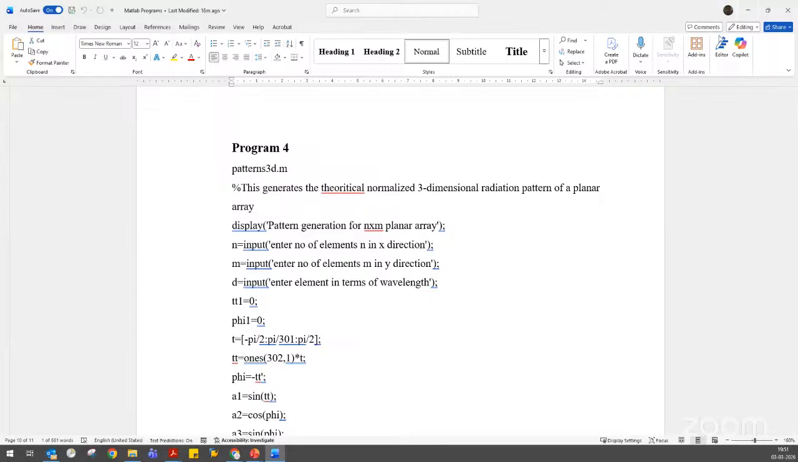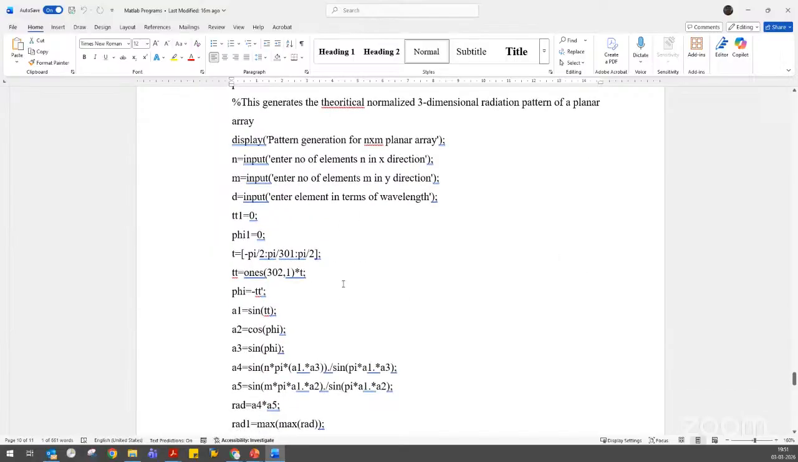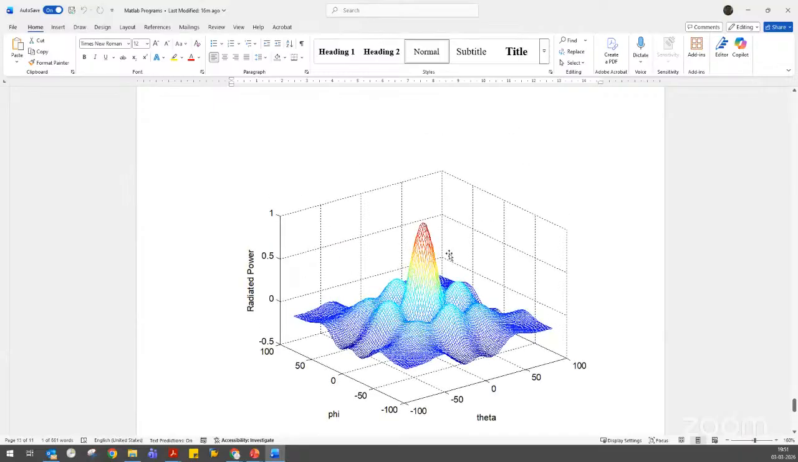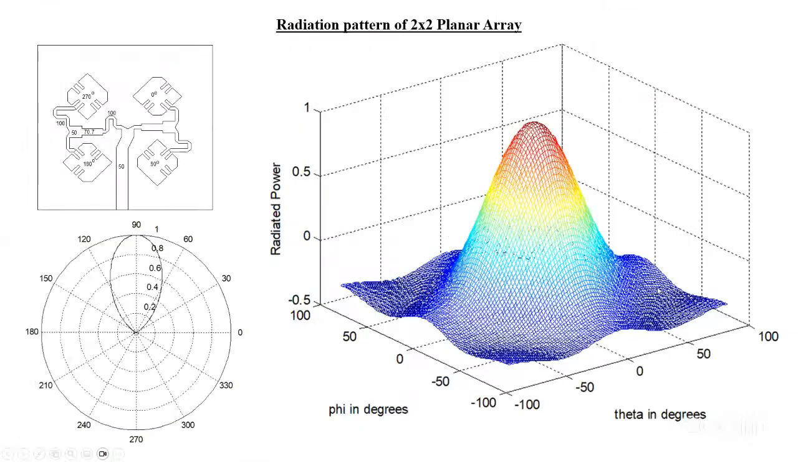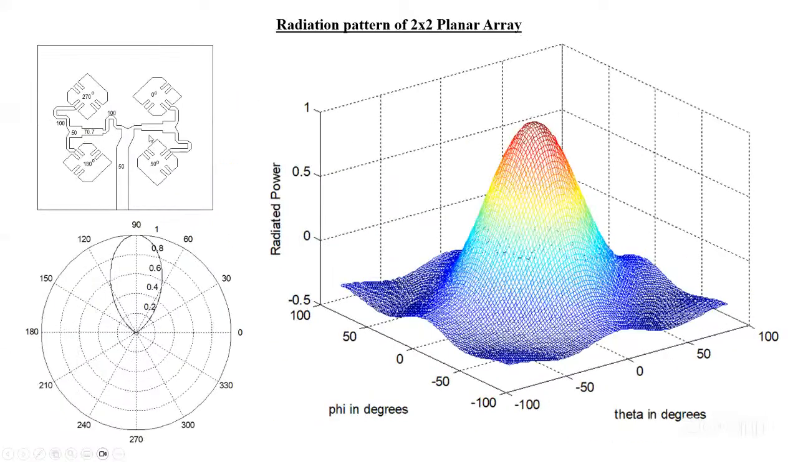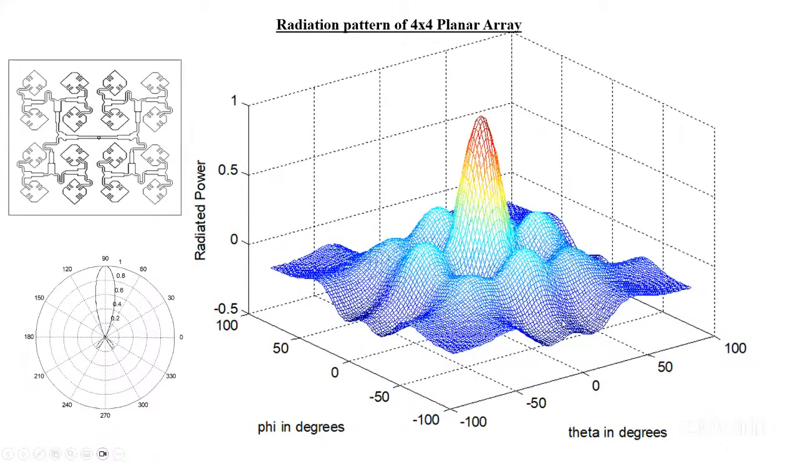So this has elements in x direction, y direction, element spacings. Okay, so if you give all these inputs, you will get the radiation pattern like this. So this is the three-dimensional radiation pattern of a 4 by 4 rectangular array. Okay, so this is for the 2 by 2 planar array, the two-dimensional radiation pattern and three-dimensional radiation pattern generated using MATLAB. This is for the 4 by 4.